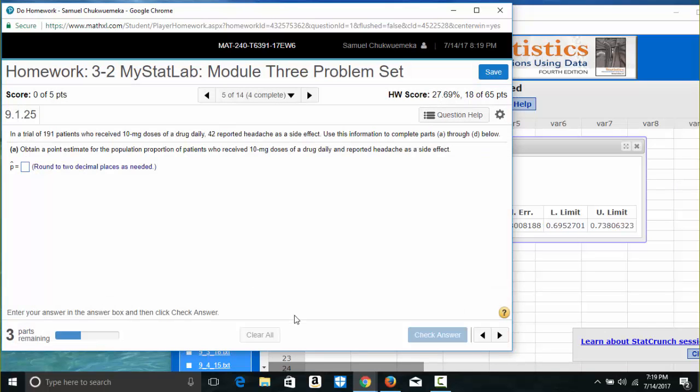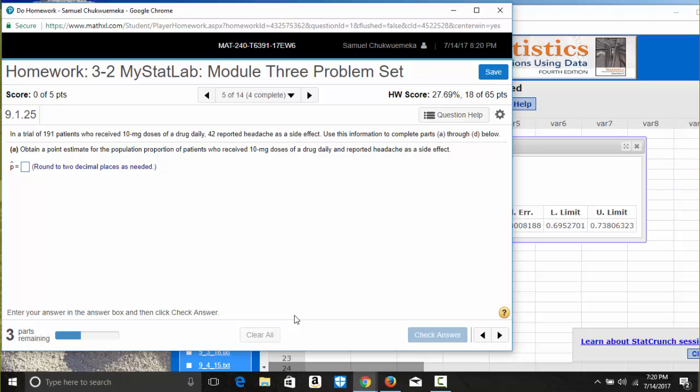Question 5. In a trial of 191 patients who received 10 milligram doses of a drug daily, 42 reported headache as a side effect. Use this information to complete parts A through D below. A. Obtain a point estimate for the population proportion of patients who received 10 milligram doses of a drug daily and reported headache as a side effect.